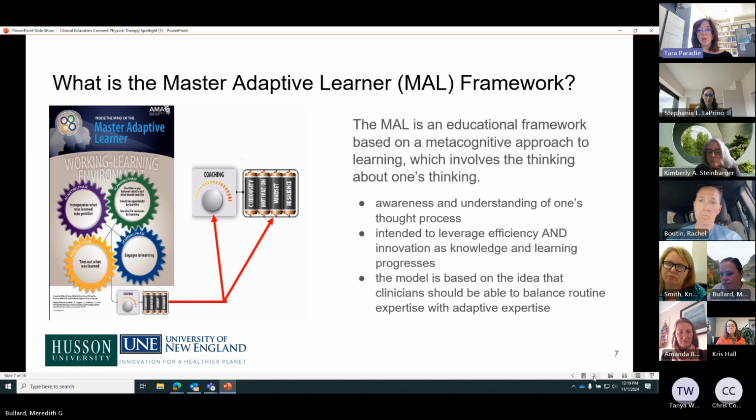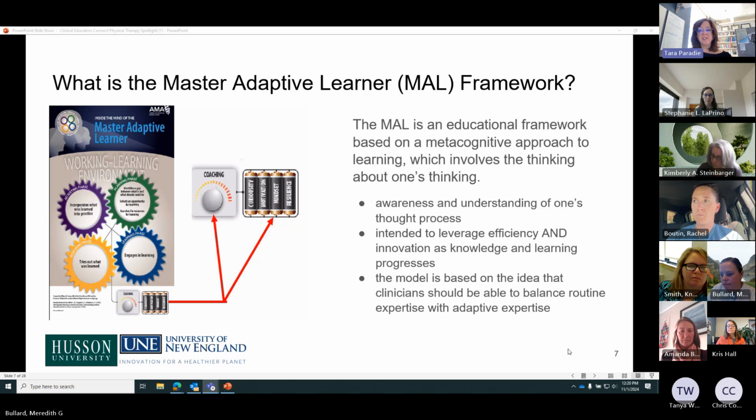So the framework talks about awareness and understanding of one's thought process. It's definitely intended to leverage both efficiency and innovation. So when we talk about reflective models, we want the students at the end of their clinical education, and as a master clinician, we want to be able to think and pivot in the moment when we have to do that within patient care. So this framework is intended to leverage both efficiency and innovation. How do we get them to that place?